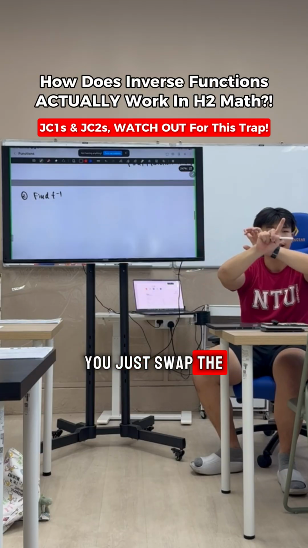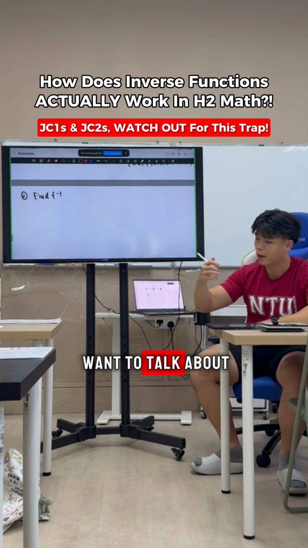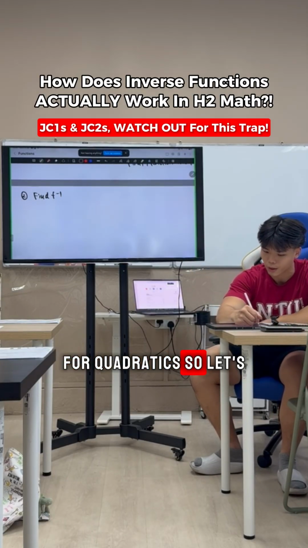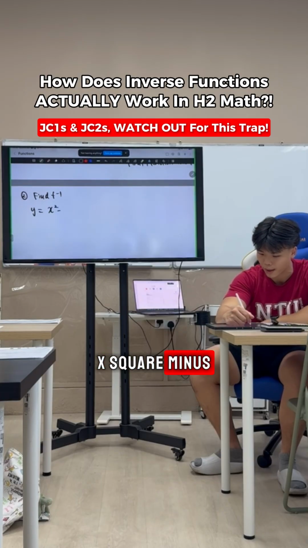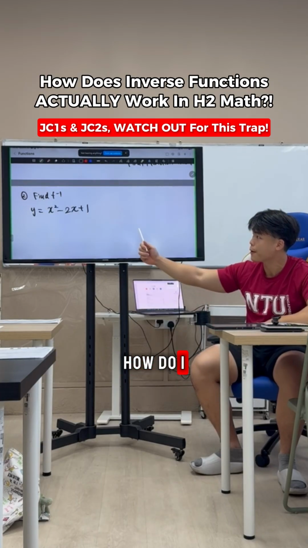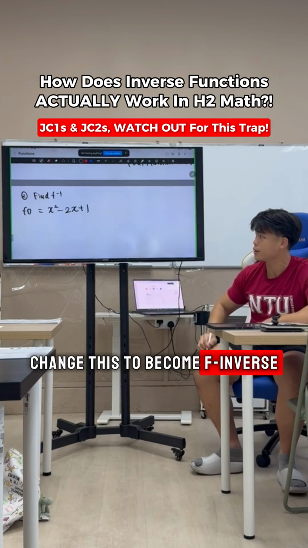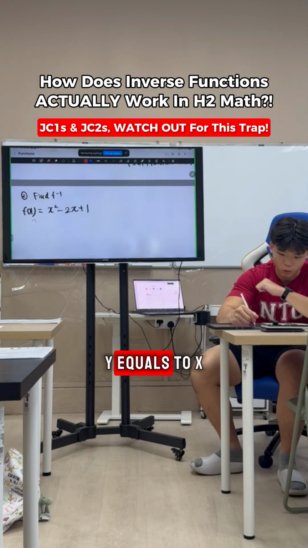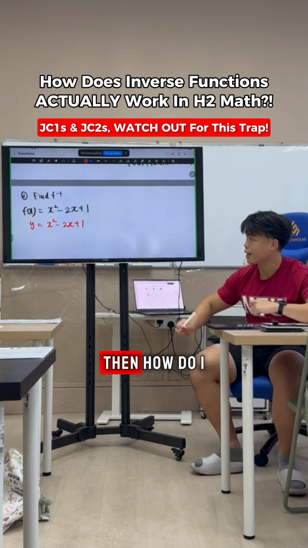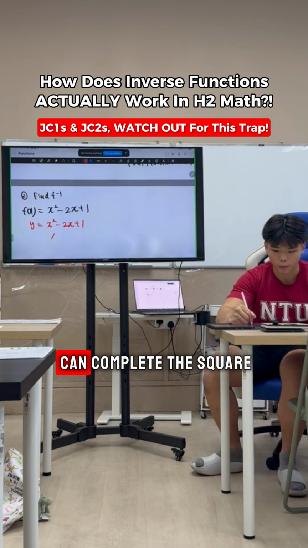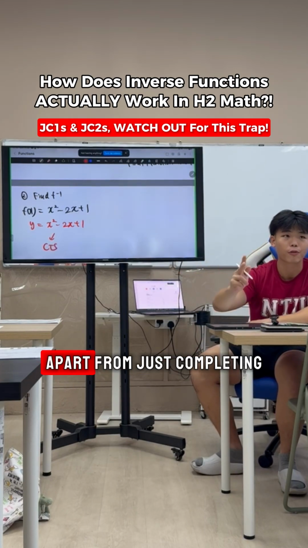You just swap the x and y positions, right? But the thing I want to talk about in specific is for quadratics. So let's say y equals x squared minus 2x plus 1. How do I change this to become f inverse? Because if y equals x squared minus 2x plus 1, then how do I make x the subject? One way is you can complete the square. But actually, there's another way, apart from just completing the square.